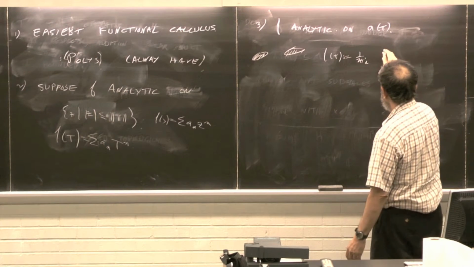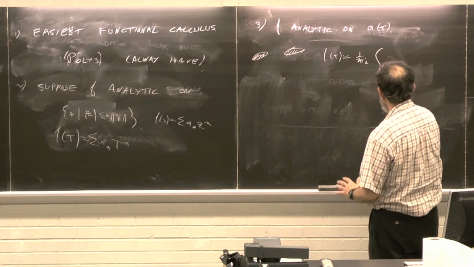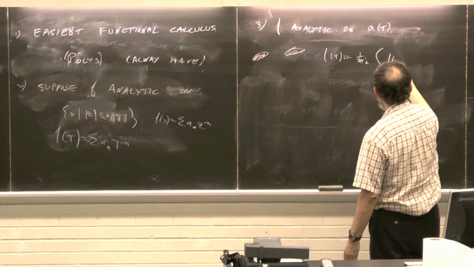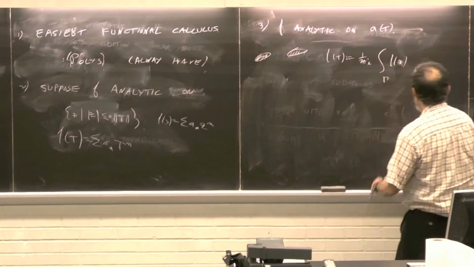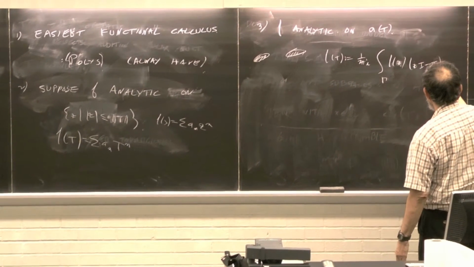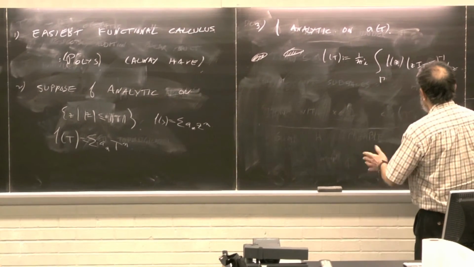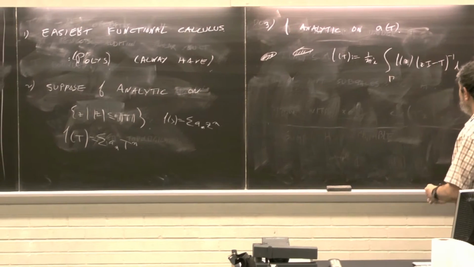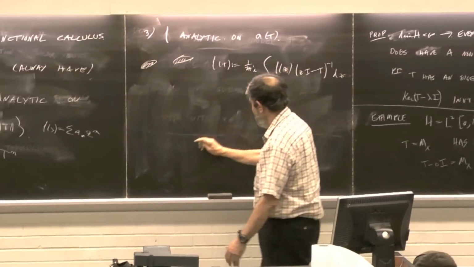fortunately, I didn't forget that. The integral over some curve gamma, I'll tell you something about gamma in a minute, of little f of lambda, let's say z, times (zI minus T) inverse dz. All right, it looks just like a regular contour integral. This is a continuous function. Well, let me tell you what gamma is.